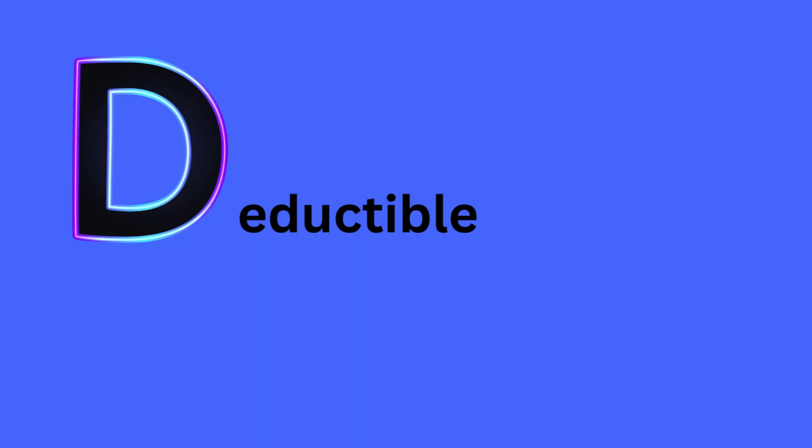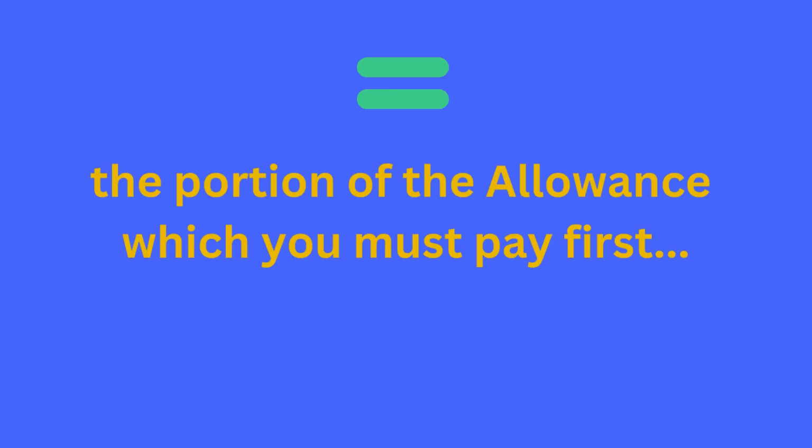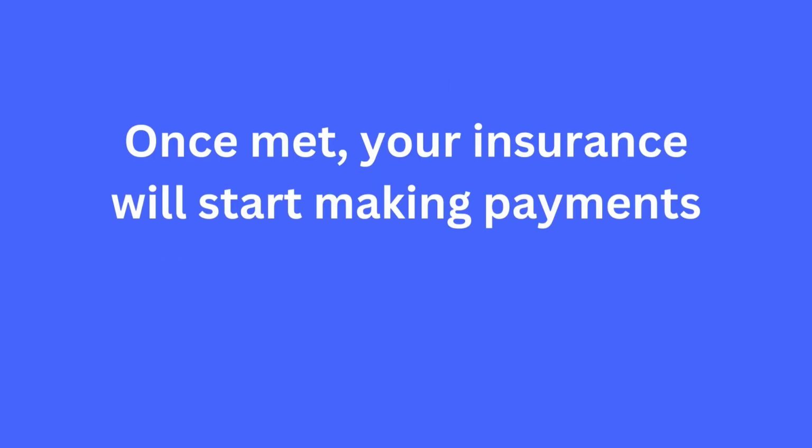The deductible is part one of that share of cost. That is the portion of every allowance that you must pay first. And only once you have met that amount will your insurance make payments on your behalf.